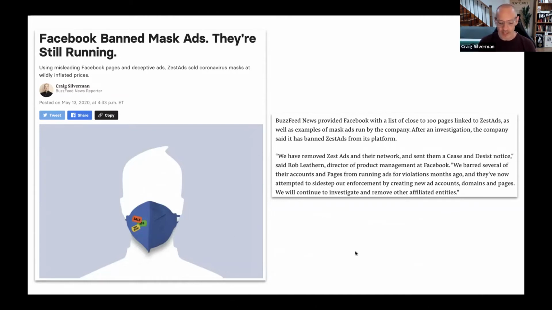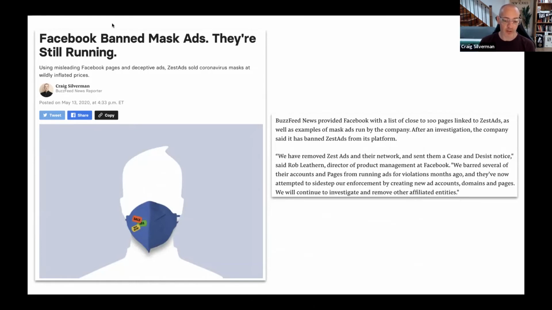So I took all of my evidence. I made a nice spreadsheet which showed the Facebook page, the online store, the whois information showing Selangor, Malaysia, any other details connecting it to ZestAds. And I went to Facebook and said, you have a Malaysian company here running roughly 100 Facebook pages, running ads for masks they're not supposed to be allowed to, ripping off consumers, and lying about who actually runs these Facebook pages.